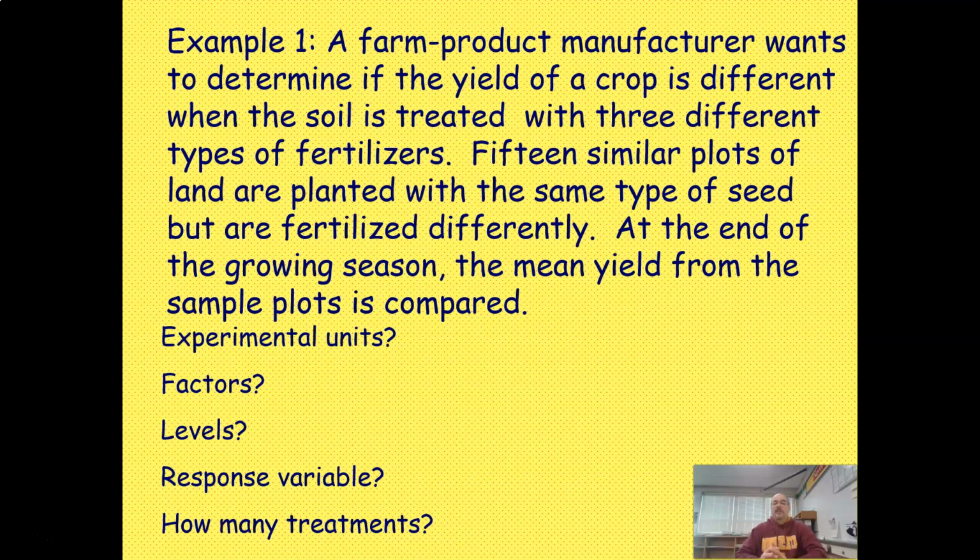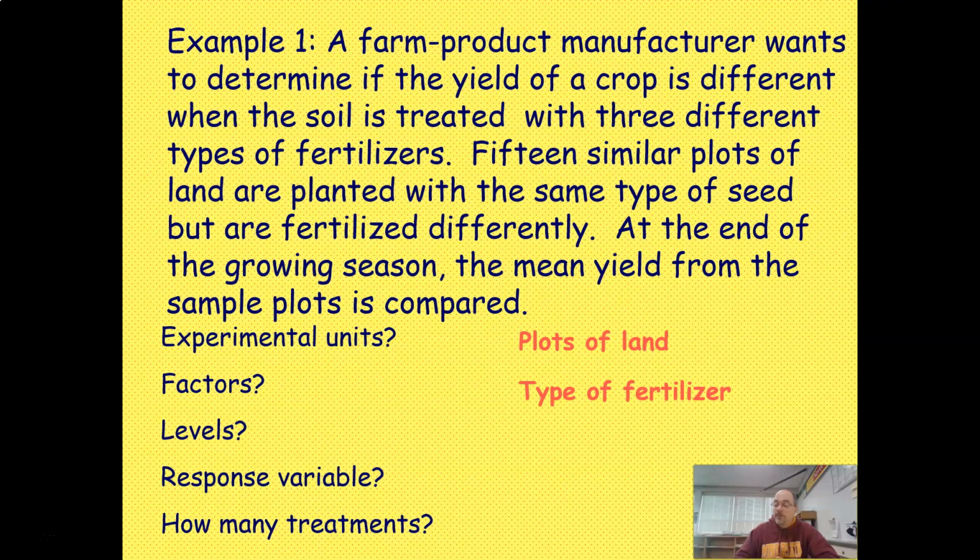All right, let's look at some examples. A farm product manufacturer wants to determine if the yield of a crop is different when the soil is treated with 3 different types of fertilizer. 15 similar plots of land are planted with the same type of seed but are fertilized differently. At the end of the growing season, the mean yield from the sample plots is compared. Okay, what are the experimental units? Plots of land.